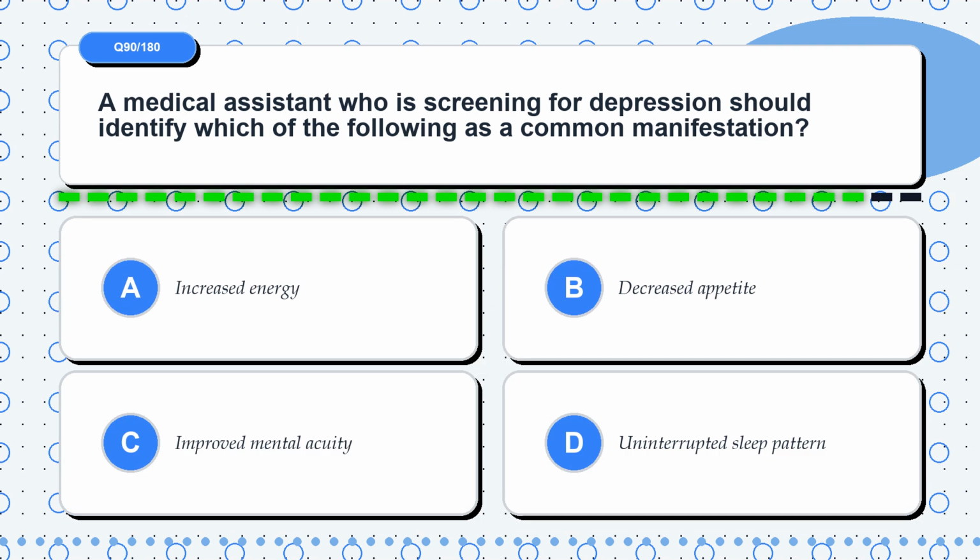Question 90. A medical assistant who is screening for depression should identify which of the following is a common manifestation. Here are the options. Option A, Increased energy. Option B, Decreased appetite. Option C, Improved mental acuity. Option D, uninterrupted sleep pattern.